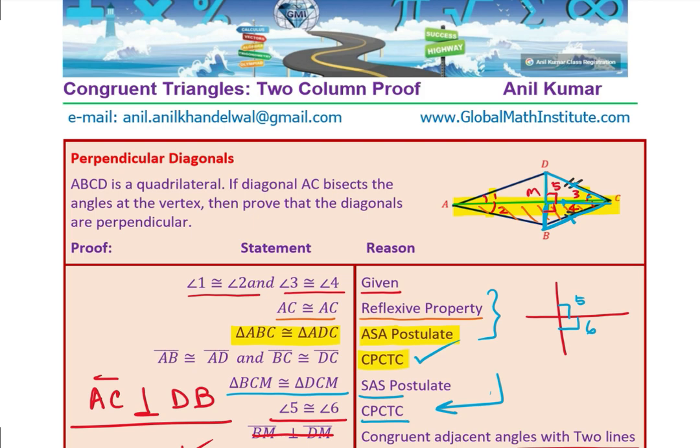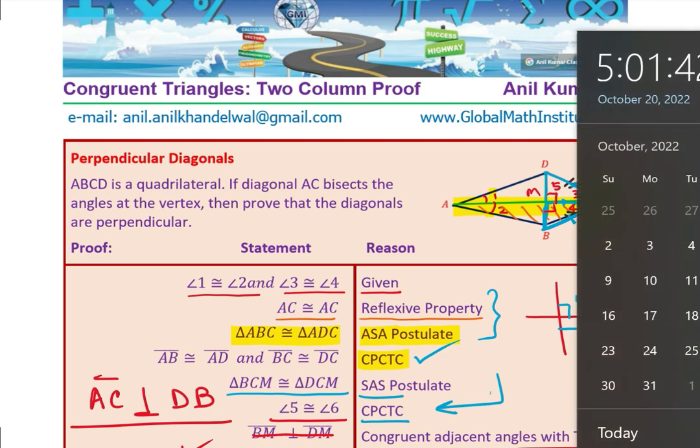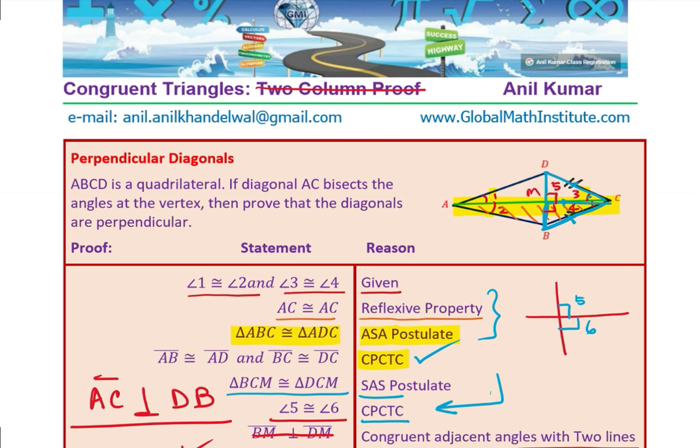I hope with this, how we prove and how we write in two columns the proof of such questions is absolutely clear. So make two columns with statement and reason and provide justification for each and every statement.